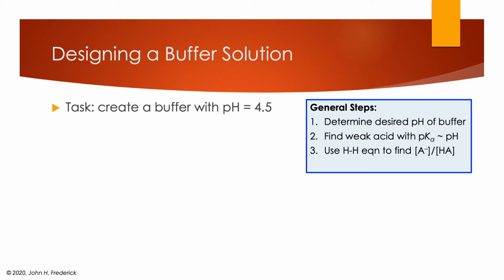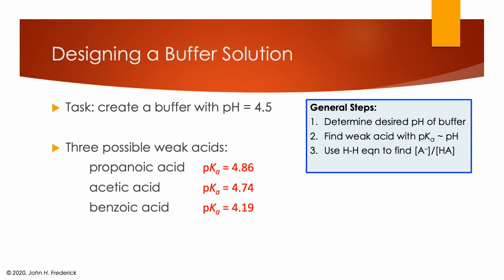So the general steps that we're going to follow is we've got the desired pH of our buffer. We want to find a weak acid that has a pKa very close to that, because the whole idea is we want the ratio of the conjugate base to the weak acid to be as close to 1 as we can get it. So what might we do?